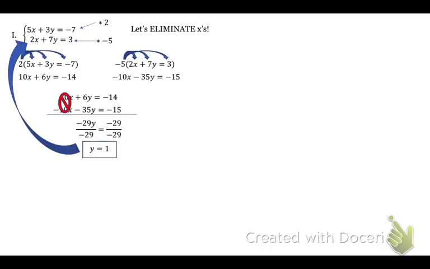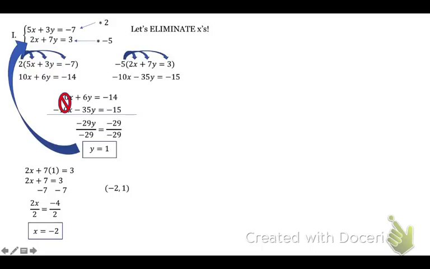Then we're going to plug it back in up there. So you get 2x plus 7 times 1 equals 3, which is 2x plus 7 equals 3. Subtract the 7, 2x equals negative 4. So divide by 2, x equals negative 2. So that's going to be negative 2, positive 1.